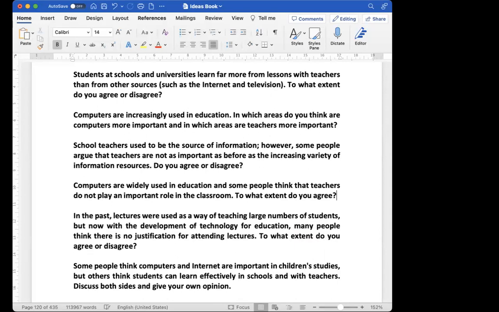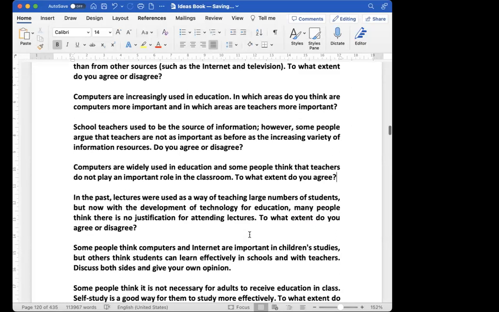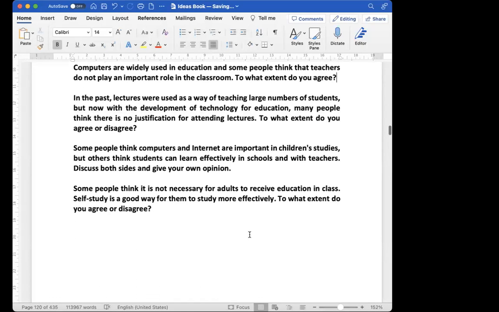In the past, lectures were used as a way of teaching a large number of students, but now with the development of technology for education, many people think there is no justification for attending lectures. To what extent do you agree or disagree? Some people think computers and the internet are important in children's studies, but others think students can learn effectively in schools with teachers. Discuss both sides, give your opinion. Some people think it is not necessary for adults to receive education in class. Self-study is a good way for them.